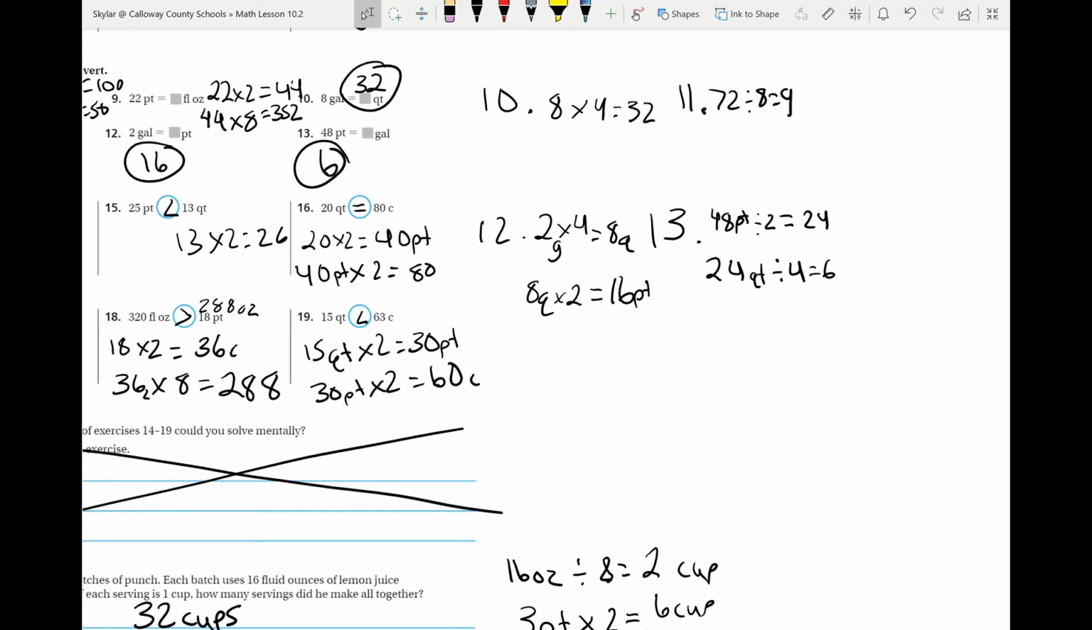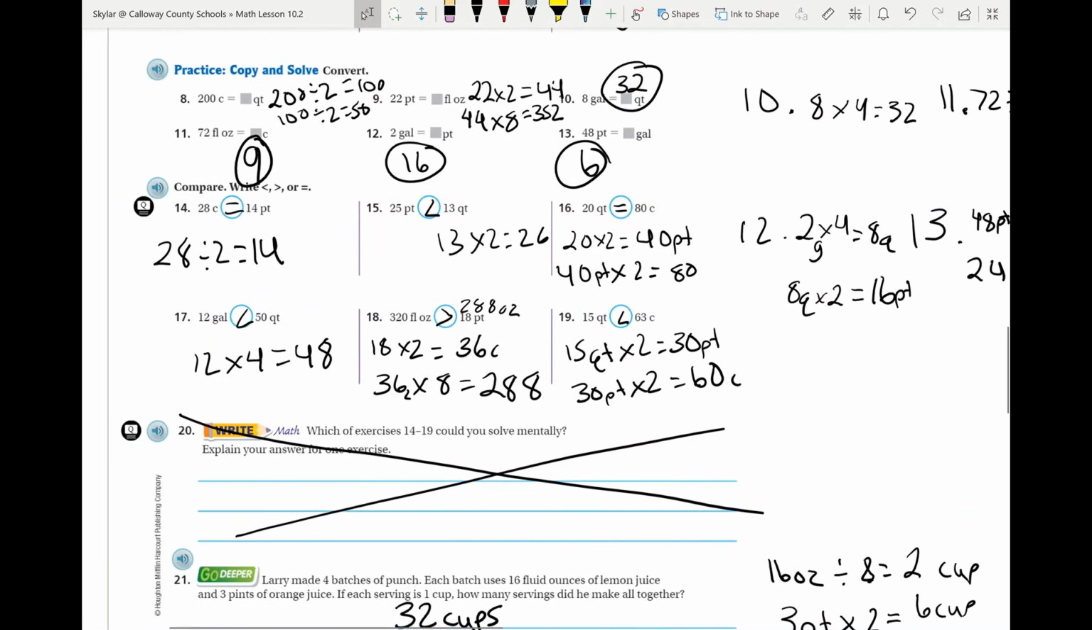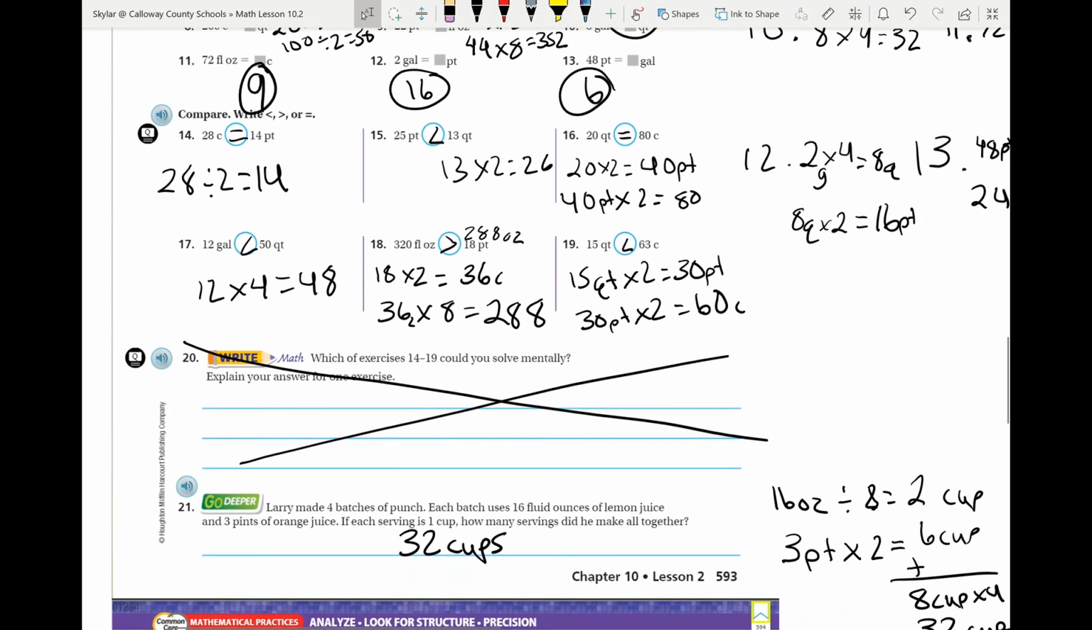And what you'll notice is for a lot of these, if I use more than one step, I made sure I put my units down, and putting those units down is very, very important to make sure you don't get confused. So let's check out the rest of these. Number 16, I had to convert my quarts, 20 quarts, into pints first, so I multiplied by 2. And then I multiplied those 40 pints by 2 to get 80.